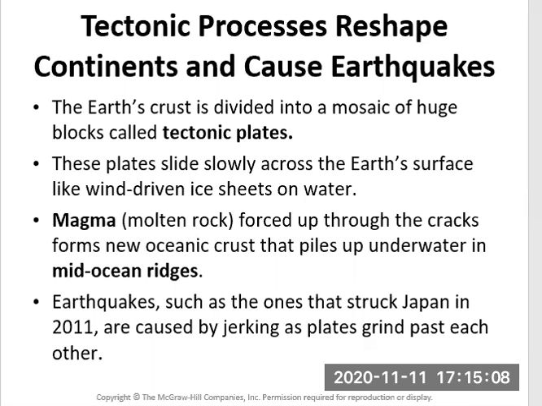larger landmasses. The magma, that's the molten rock, is forced up through the cracks to form new ocean crust that piles up underwater in mid-ocean ridges. This creates the largest mountain range in the world. These ridges wind around the Earth for about 74,000 kilometers. Earthquakes, such as the ones that struck Japan in 2011, are caused by jerking as these tectonic plates grind past each other.